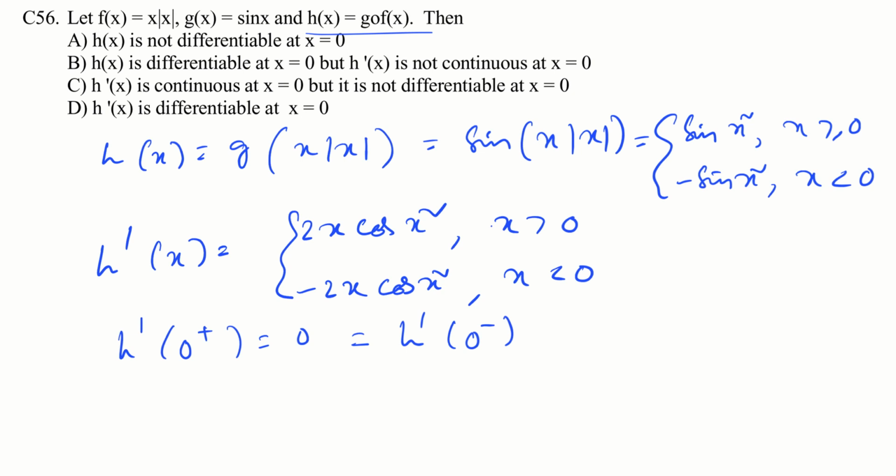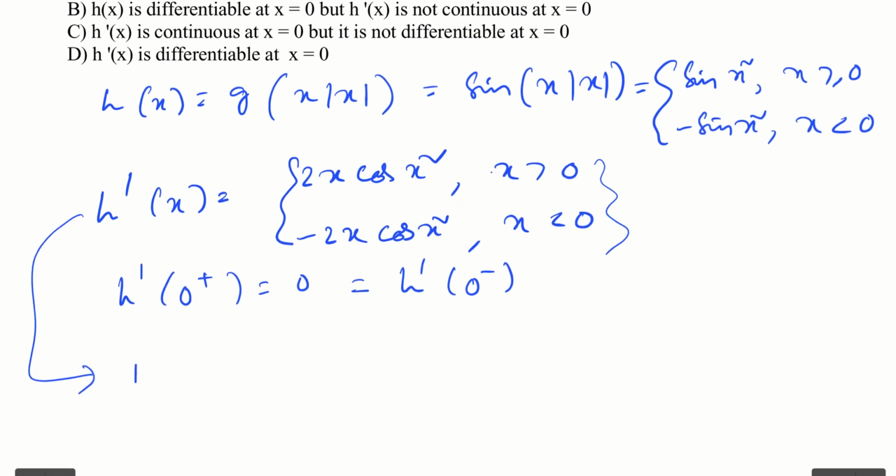And also you can see that this is a continuous function. Therefore h dash is continuous at x is equal to 0. Therefore options A and B are ruled out. Now let us see whether h dash is differentiable at 0. For that I am taking one more derivative of it.